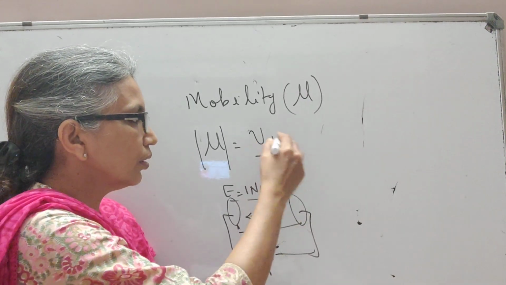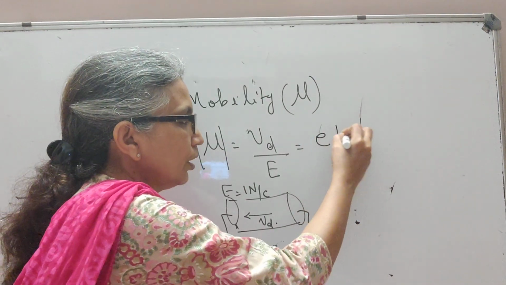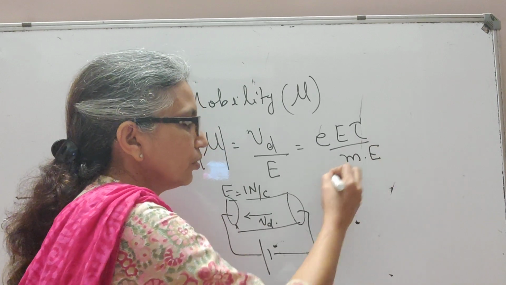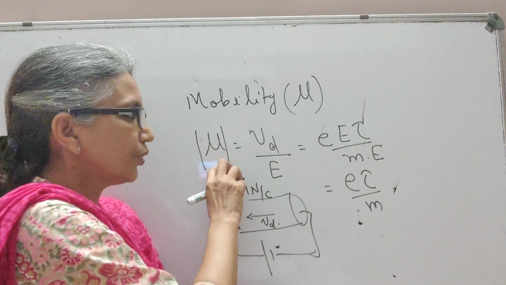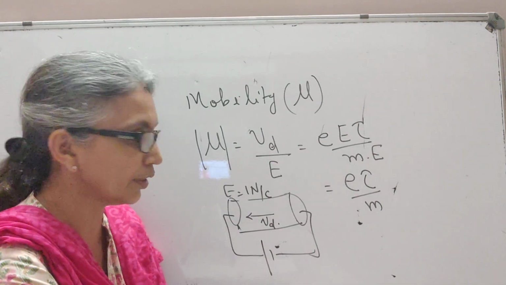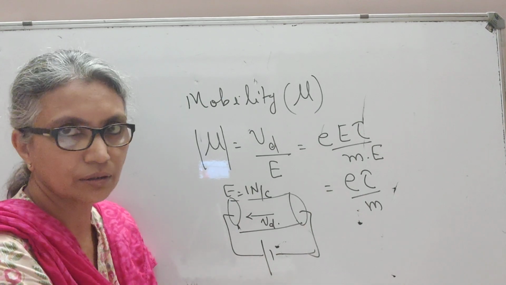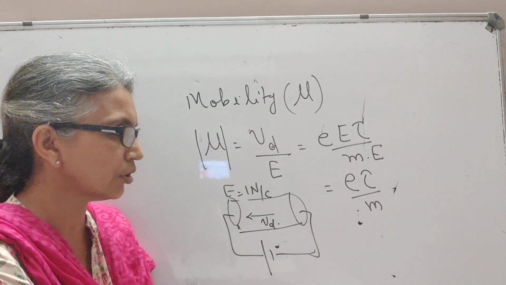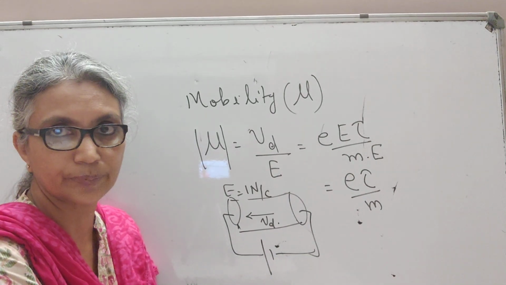Now, Vd as you know is E tau by m. So we have E tau by m divided by E, which gives E tau by m. Your mobility, which is drift velocity per unit electric field, depends only on e tau by m, e and m being constants. e is the electronic charge, m is the mass of the electron. Tau, as you know, is the relaxation time which depends only on the temperature.